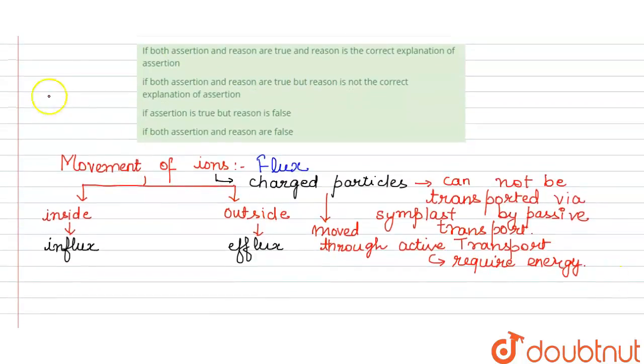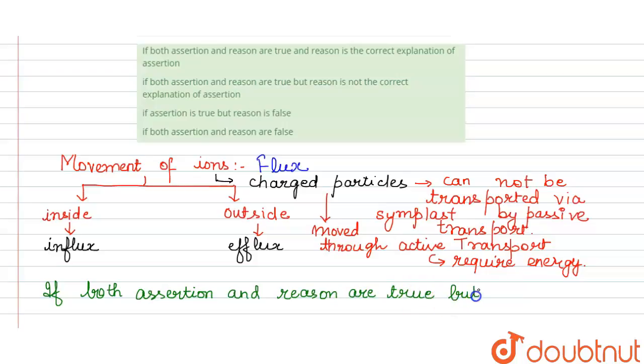So the correct answer here comes out to be: both assertion and reason are true, but reason is not the correct explanation of assertion, right?